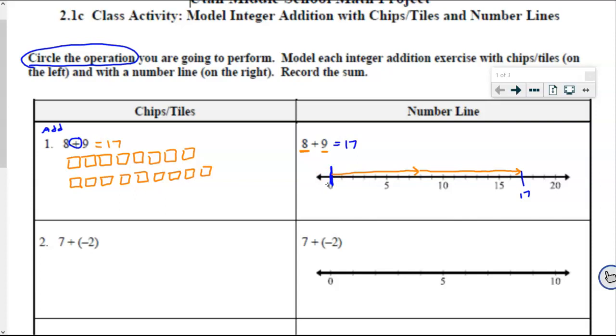Do you think you can model number 2 with chips and tiles? Okay, after you model with chips and tiles, then together we're going to model it on the number line. So with your groups, model 7 plus a negative 2 with your chips and tiles, and then we'll do the number line together. Pausing the recording so you can do this on your own.